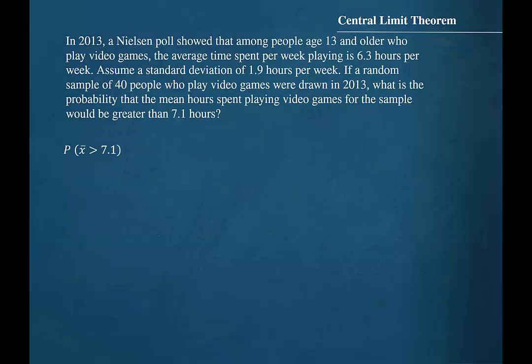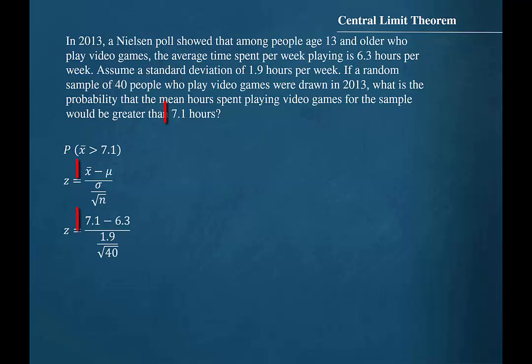this probability. The question is asking us to find the probability that the sample mean is greater than 7.1 for the sample of 40 people. We will use a z-score to find this probability. It is very important that we use the standard deviation for the sampling distribution, also called the standard error of the means, when calculating a z-score associated with a mean of a sample. The standard deviation for the sampling distribution is found by dividing the standard deviation for the population by the square root of the sample size.